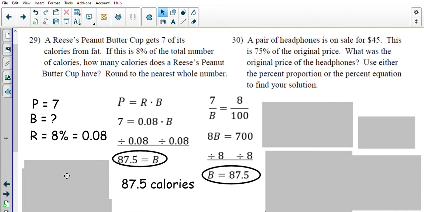All right, number 30. A pair of headphones is on sale for $45. This is 75% of the original price. What was the original price of the headphones? Use either the percent proportion or the percent equation to find your solution.